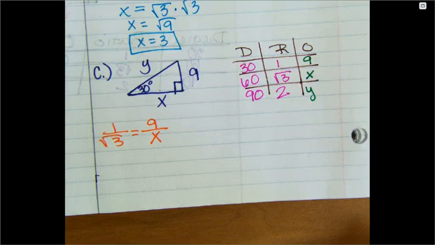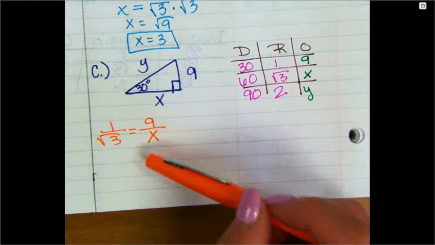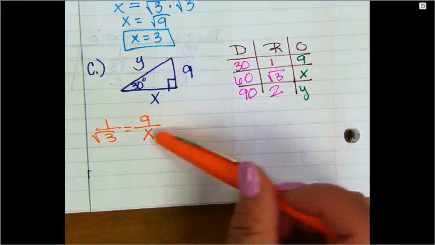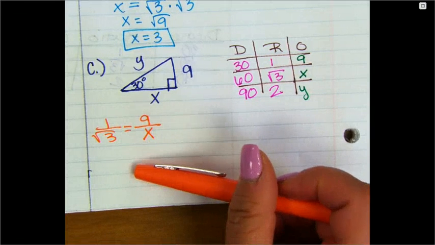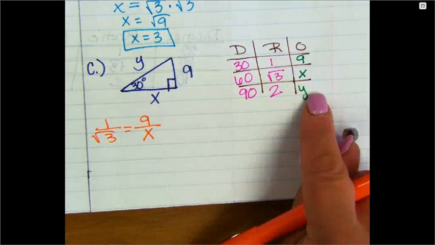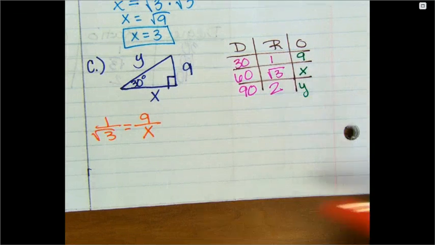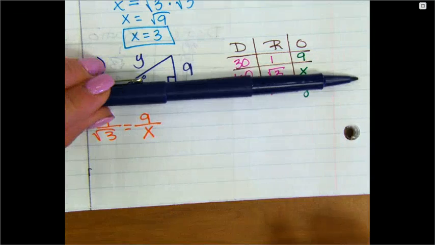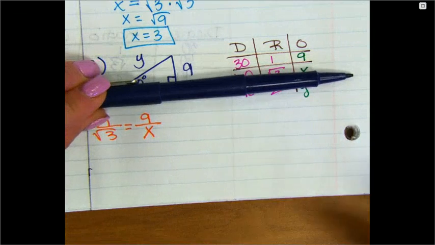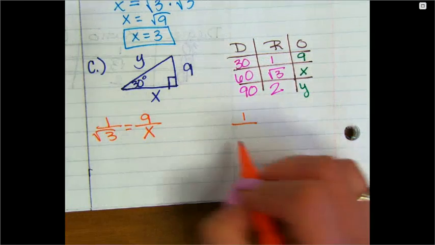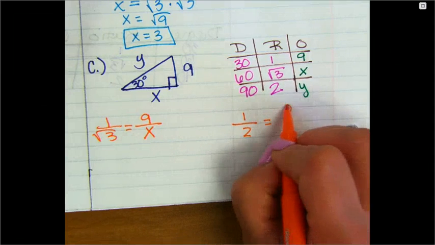Don't ever do that. There's a reason why. If you accidentally solve this incorrectly, this one's pretty easy, but let's pretend you did something wrong. Then that makes the other one wrong. So go back to what you know. Which one do I know? Do I know this one? I know the 30. So I'm going to set up 1 over what? 2 equals, there you go.